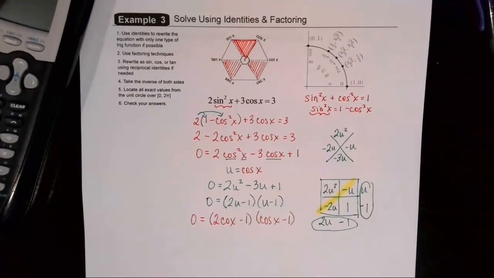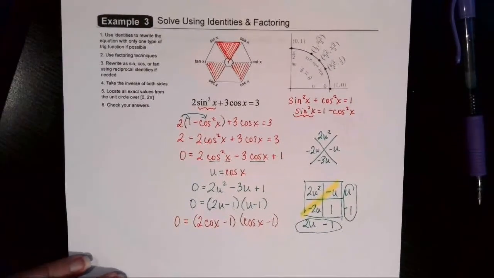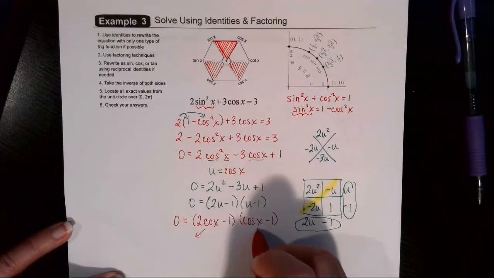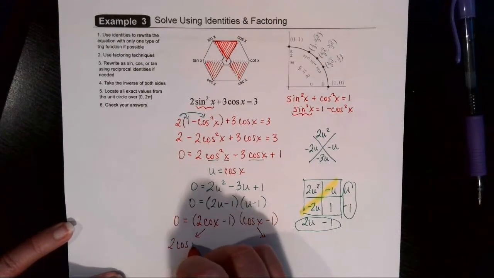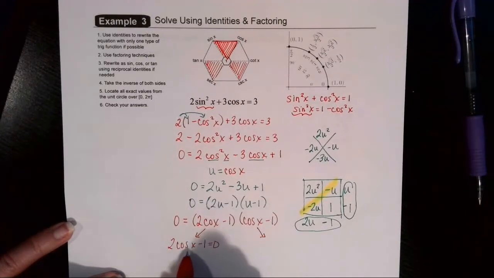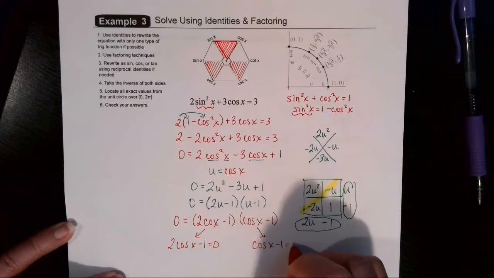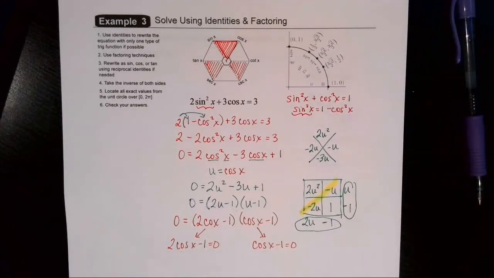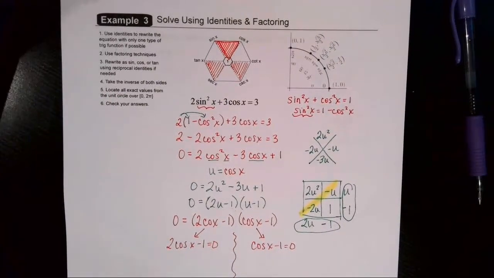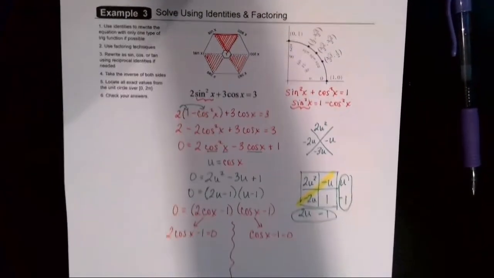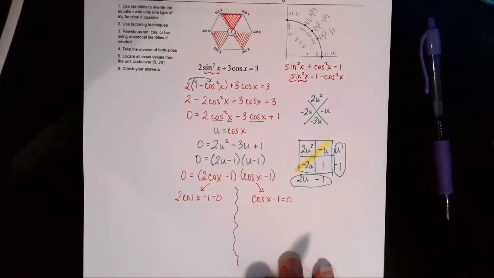So now that we have factored this and it's set equal to 0, we can go ahead and use the zero product property and solve by setting each factor equal to 0. So 2 cosine of x minus 1 is equal to 0, and cosine of x minus 1 is also equal to 0. Okay, and those are two distinct problems that we want to solve one at a time.